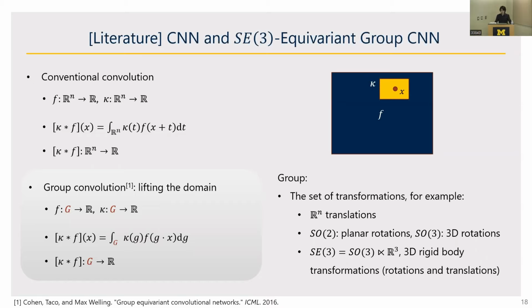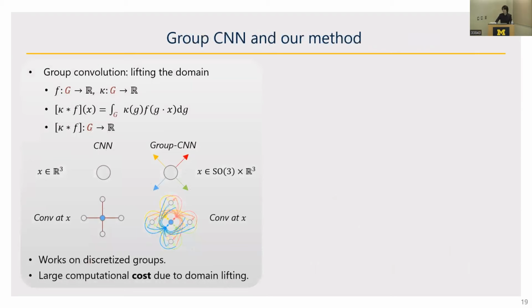So we say that group convolution is mainly different from conventional convolution by the domain lifting. So let's take a close look at the domain lifting. Here is an illustration. In this figure, on the left are regular CNNs, and on the right are group CNNs. For a regular CNN, an element can be identified as a point in the Euclidean space. And the convolution is basically to gather information from all the nearby points.